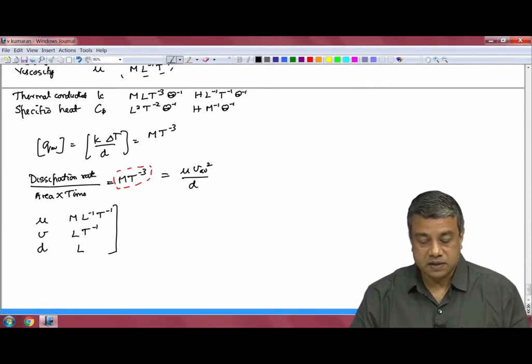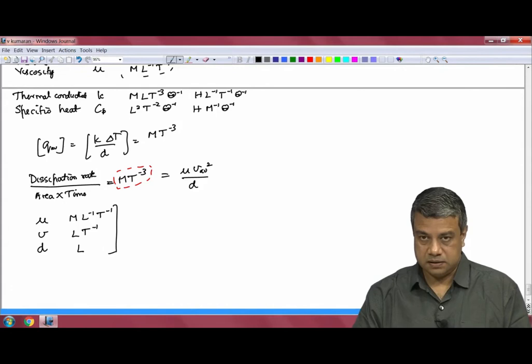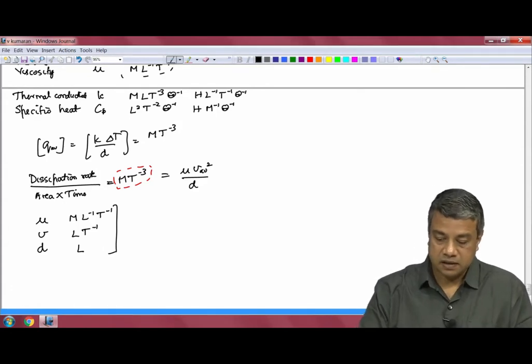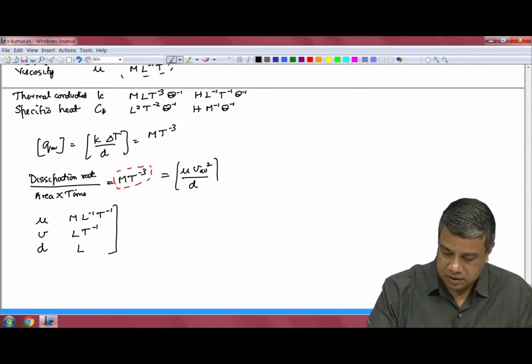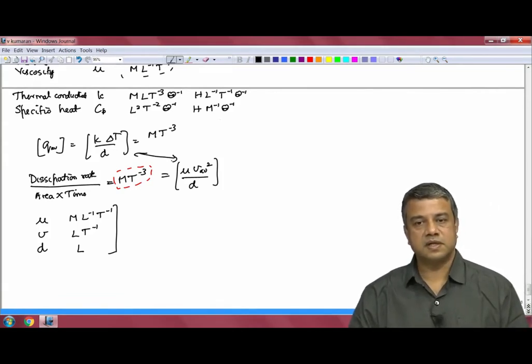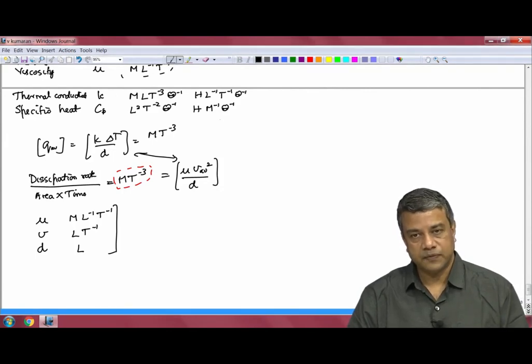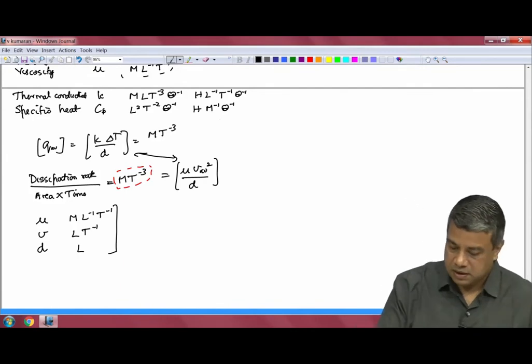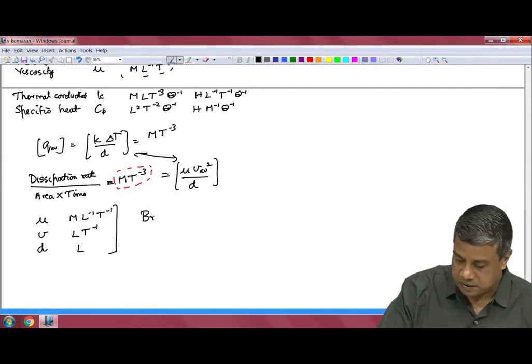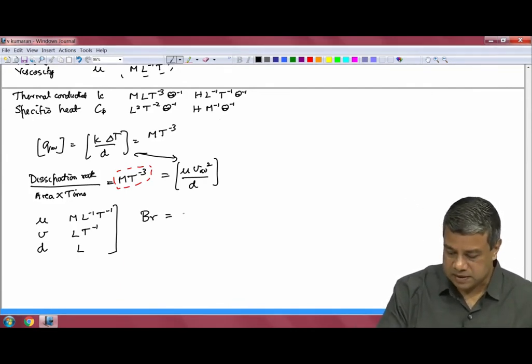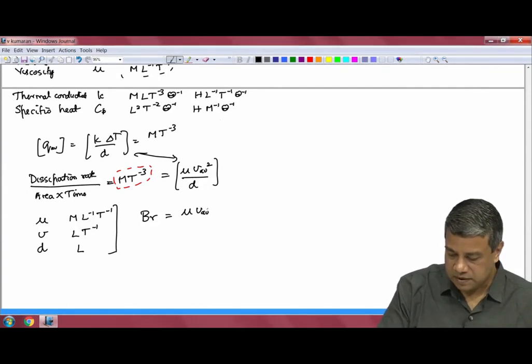So, this is the rate of dissipation of energy, and I can divide these two to get a ratio of the rate of energy dissipation per unit surface area and the rate of energy transfer due to conduction per unit surface area. That is called the Brinkman number. So, this is basically mu V_AV square by K delta T.